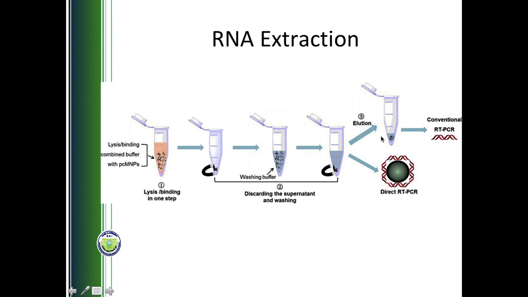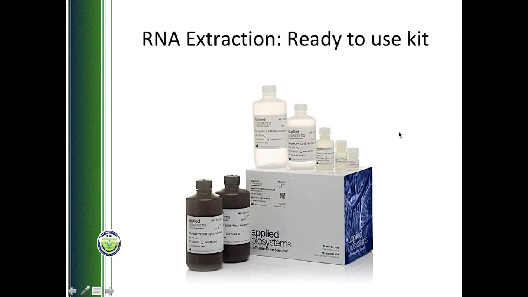The RNA is collected from the beads by adding a buffer which will break the weak bonds between the magnetic beads and the RNA. This buffer is known as elution buffer. Once you add elution buffer, purified RNA will come to the solution. All the reagents which are needed for the extraction of RNA, that means the lysis buffer, the binding buffer, the washing buffer, and the magnetic microbeads, are available as a part of a ready-to-use kit.